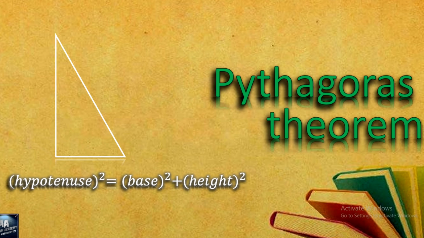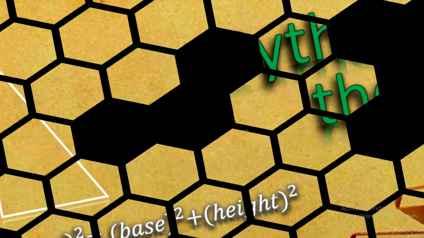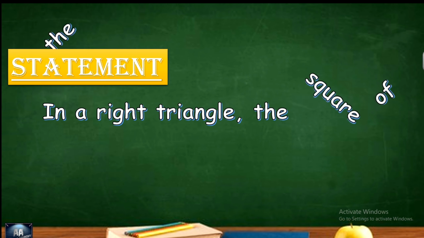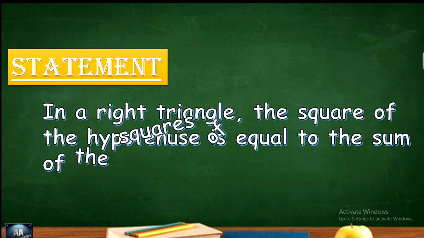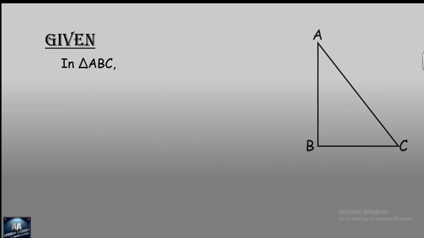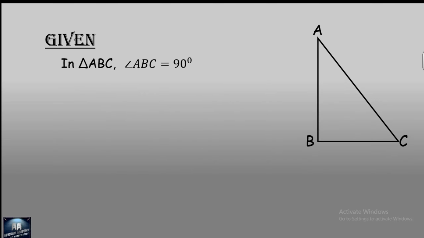This theorem was proposed by a Greek mathematician called Pythagoras. Historians say that before Pythagoras, Baudhayana, an ancient Indian mathematician, used this theorem. The theorem states that in a right triangle, the square of the hypotenuse is equal to the sum of the squares of the other two sides. From the statement, we can understand that triangle ABC is a right-angled triangle, right-angled at B.